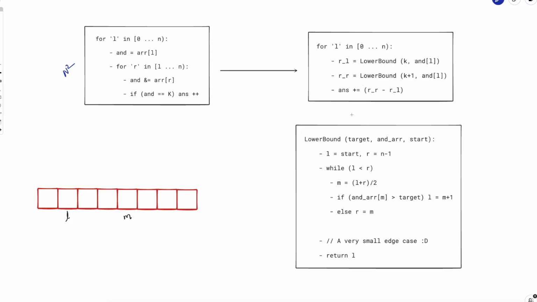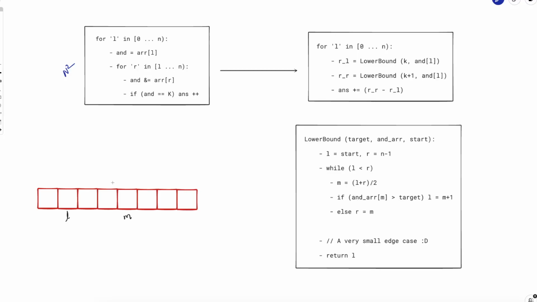So this lower bound function would look something like this. You have a target, you have an array, you have a starting point. Now you will simply start from your starting point and go all the way to n minus 1. You will search for the first occurrence of target, and for that, because this array is sorted in a descending fashion, the first one is the largest, the last one is the smallest.